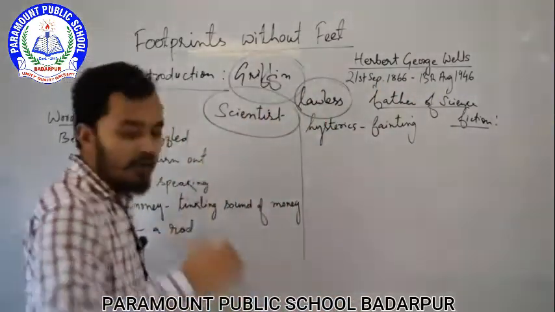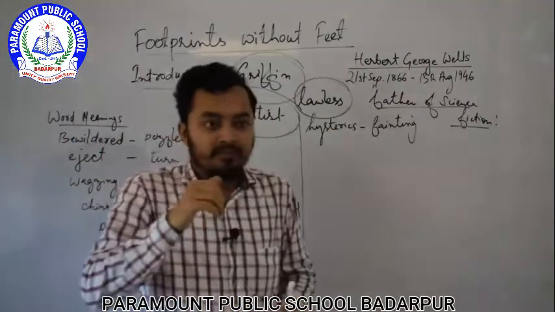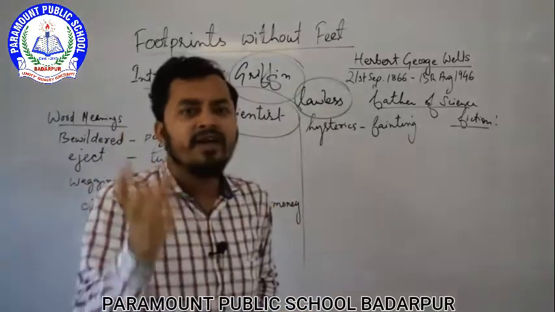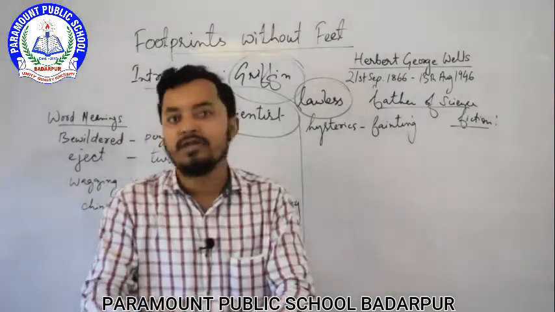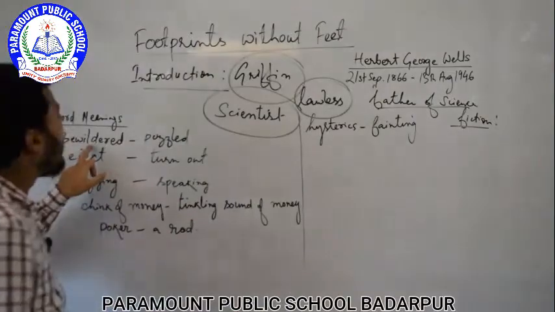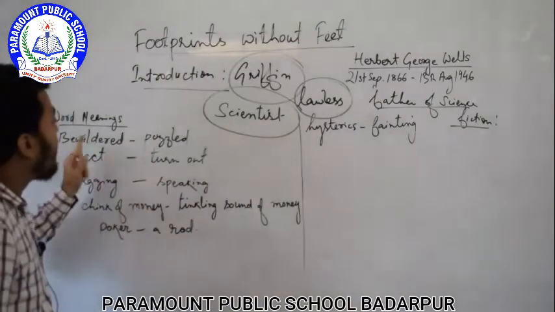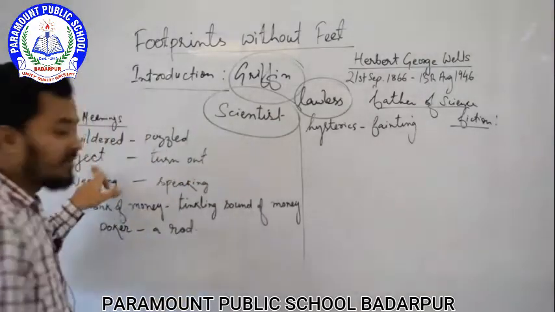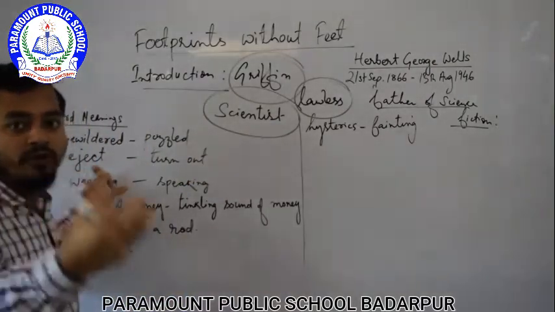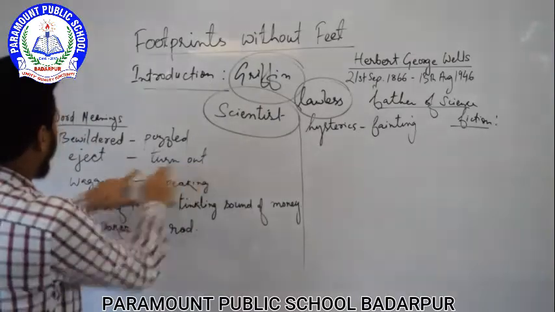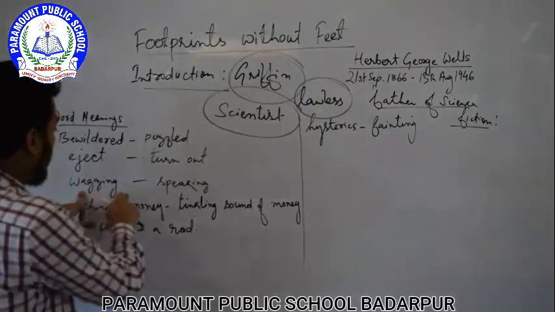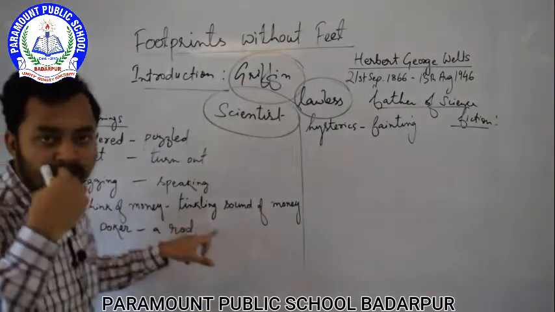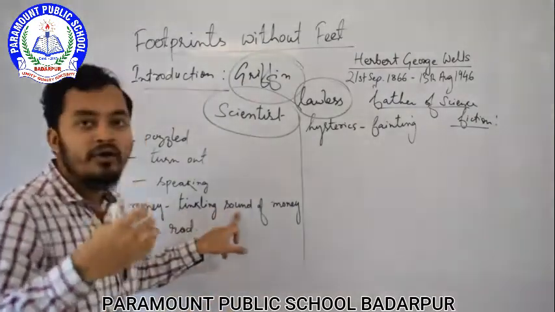Okay. Now before we start the story, let us have a look at some difficult words which you will come across in this story. The first word is bewildered. What is the meaning of bewildered? Puzzled or confused. Eject means turn out or take out or force out. Wedging means what? Speaking. Chink of money means what? The tinkling sound of money.